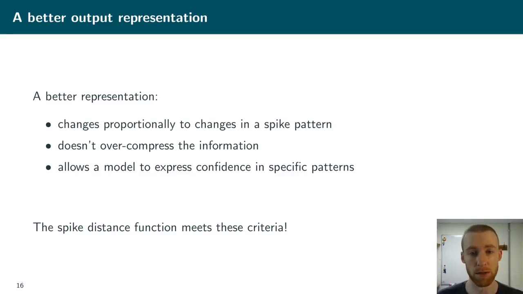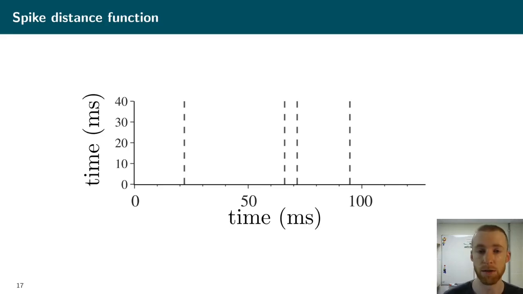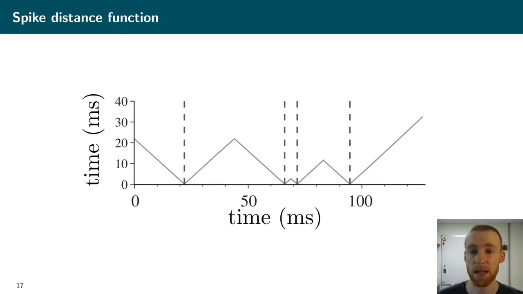And our proposal, the spike distance function, is a representation that meets these criteria. So here I'm finally at the point where I can introduce the spike distance function. Consider this interval. And in this interval, there are 4 spikes represented by the dashed lines. The spike distance function assigns to each time step in this interval the time elapsed since the last spike or the time remaining until the next spike, whichever is less.